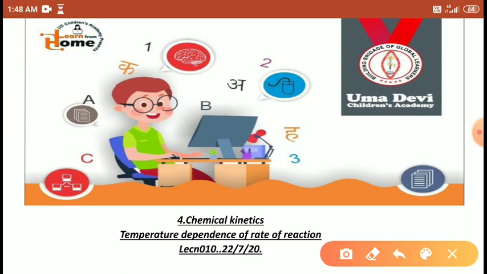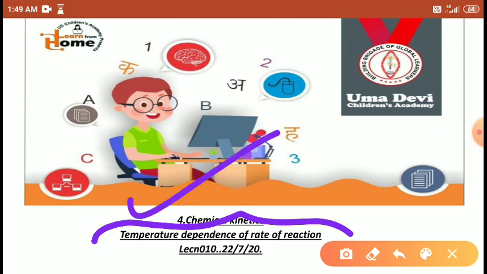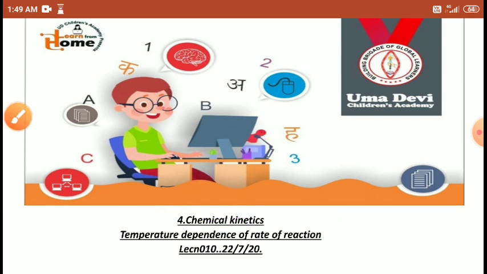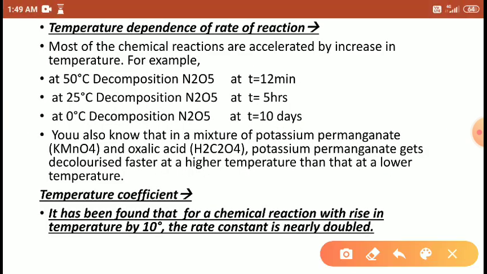Students, today we are discussing one of the important topics, that is the temperature dependence of the rate of reactions. In CBSE or in a board exam, one example is definitely asked based on the temperature dependence of the rate of reaction, which we also call the Arrhenius equation. So let's start.